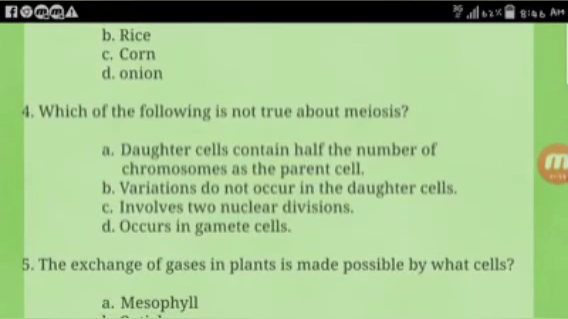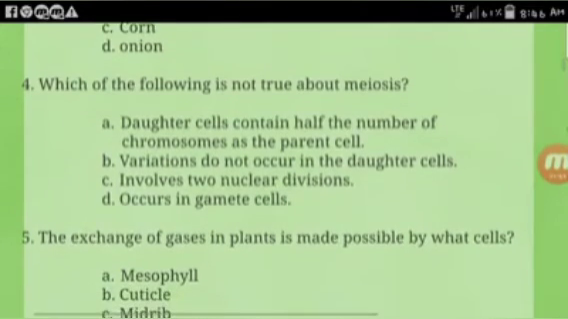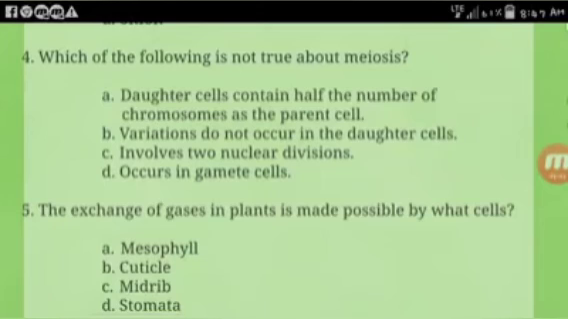Next one, number 4, which of the following is not true about meiosis? Daughter cells contain half the number of chromosomes as the parent cell. This is true because this happens in gamete cells. Gamete cells must have half the number, or 23 chromosomes only, because when they meet during fertilization and form into a zygote, they make 46 chromosomes, okay? Letter B, variations do not occur in the daughter cells. It occurs. Variations occur. Involves 2 nuclear divisions is correct and occurs in gamete cells is correct, okay? So the answer is letter B.